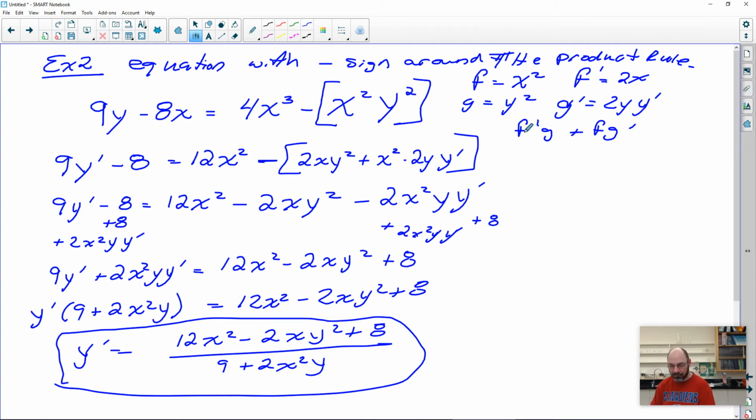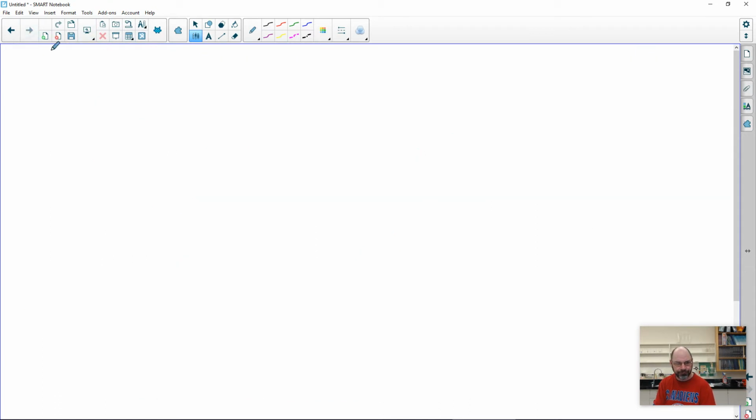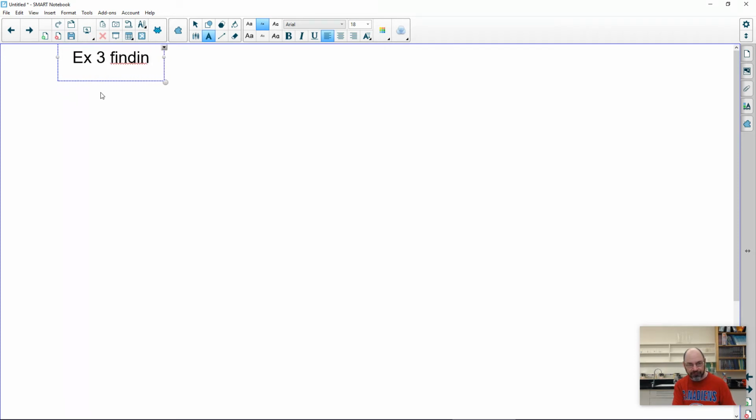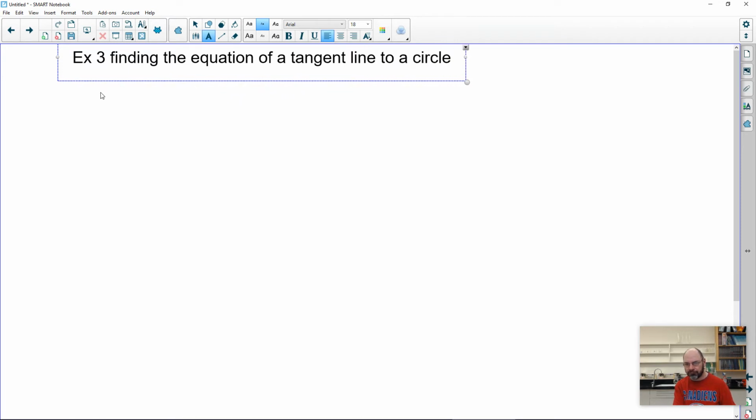So our last example, our most complex example, is going to be an example with finding slope. I'm going to do this on the next page, and I'm going to type it out as well. Final example for today with the implicit differentiation. Let's type this one in so that it's a little bit neater. So this is example 3. This is finding the equation of a tan line to a circle or a curve.